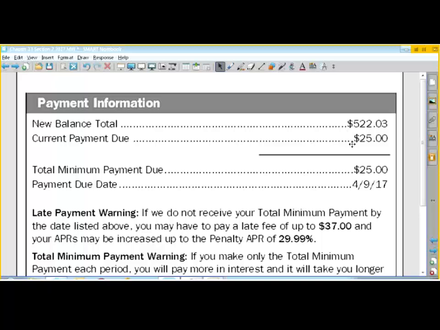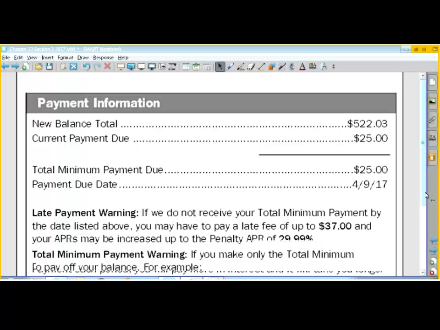So there's my new balance, $522.03. You have to pay a minimum amount every month. It's not dependent upon how much you have owing. There's just a minimum amount, which for me is $25. So I've got to pay at least $25. If I forget to pay my credit card, then there will be a penalty, a late fee of up to $37. Plus, they may increase your interest rate up to 30%. So that's really high. So you at least want to pay the minimum amount. Ideally, you want to pay it all off so you don't have to ever pay interest.